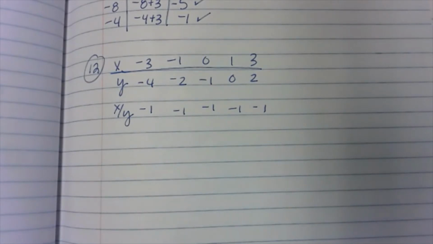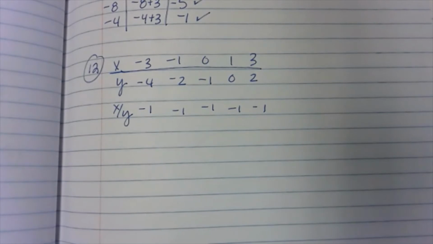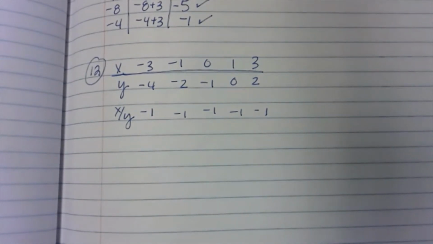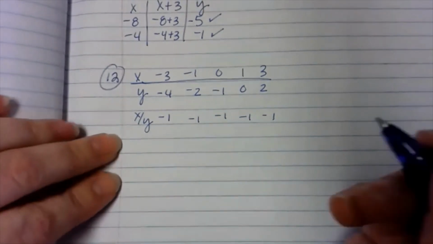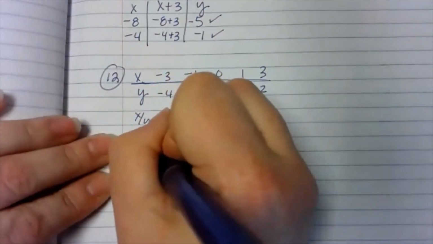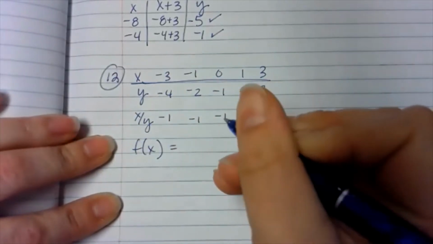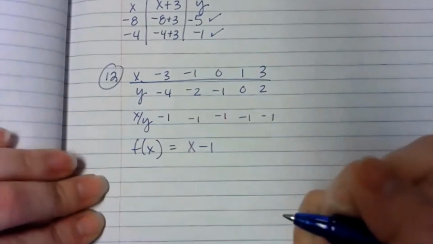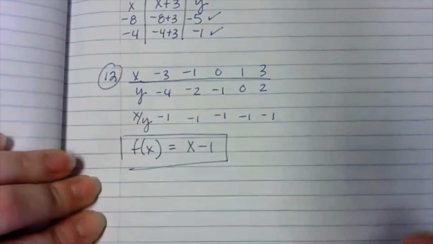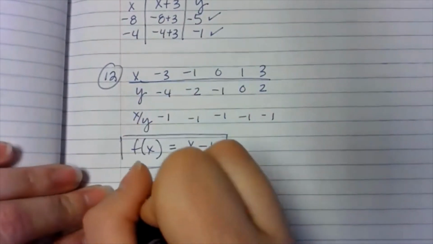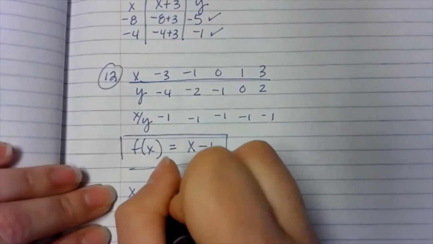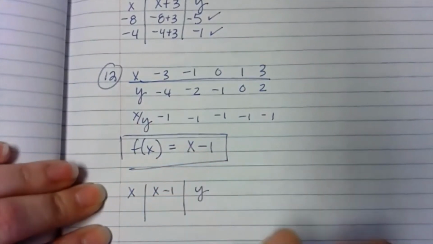All right, let me plug it in real quick. It'll be all from this. Okay. So I'm thinking that our f of x is equal to x minus 1. Okay, I believe that's our answer. Let's make a quick chart of x minus 1, and then y.